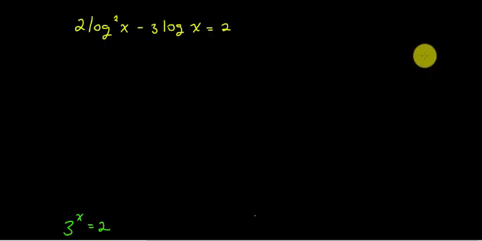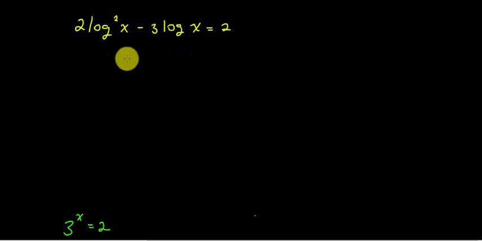Hello and welcome back. So let's do one more example of solving logarithmic equations, and then we'll move on to solving exponential equations. So here we have the equation 2 log, and this is log base 10 because there's nothing written there. So 2 log base 10 of x squared, and this is how we write a logarithm squared. This would be the same as just putting the whole thing in parentheses and squaring it, okay? So 2 log base 10 of x squared minus 3 log base 10 of x is equal to 2.